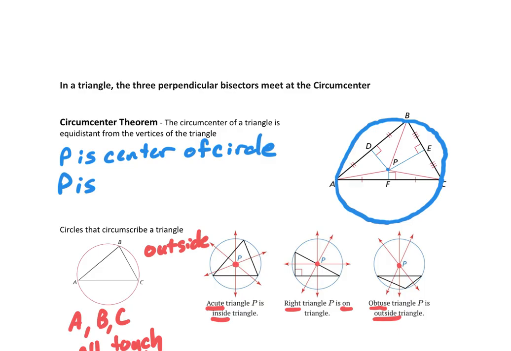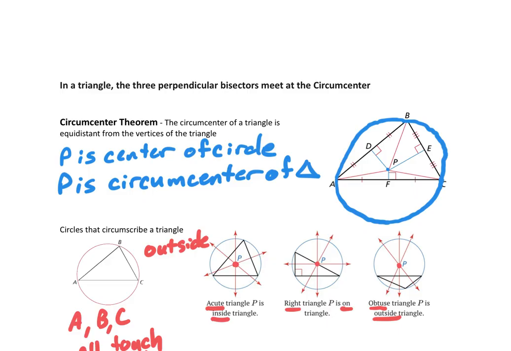But P is what we call the circumcenter of the triangle. Okay, so P is two different things here. It's the center of the circle, but it's also what we call the circumcenter of the triangle. Well, what does it mean to be a circumcenter? Well, the circumcenter has a couple of different things. The three perpendicular bisectors meet at the circumcenter.